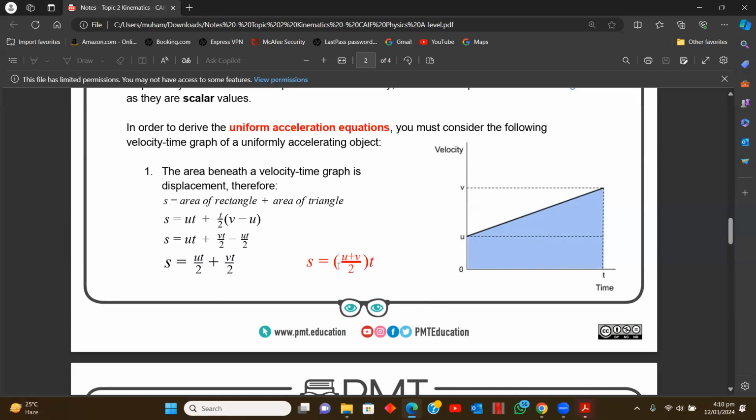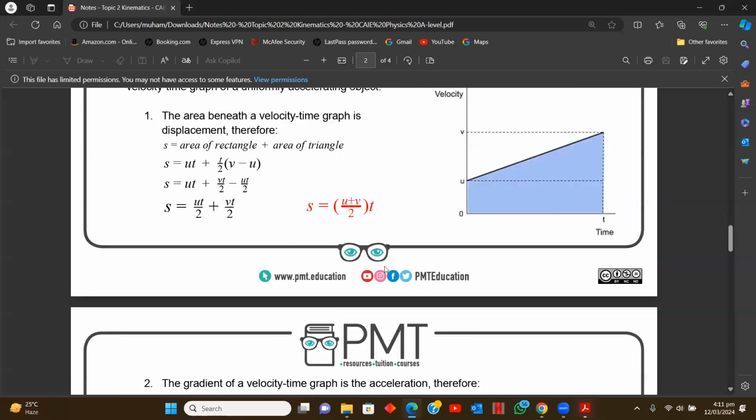I mean, in MCQs you can expect such a question, but generally in theory nobody's going to ask you for this derivation. But you should know, because you should know that if you're using a particular equation, how did we arrive at that equation? You should be aware of all of this.